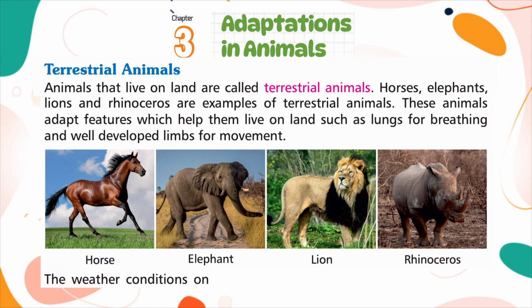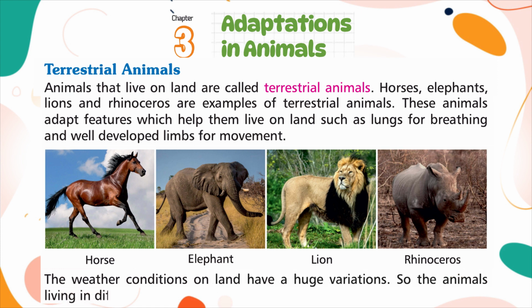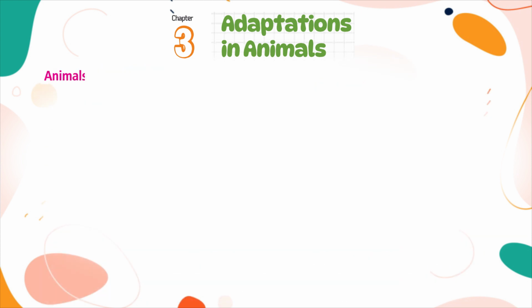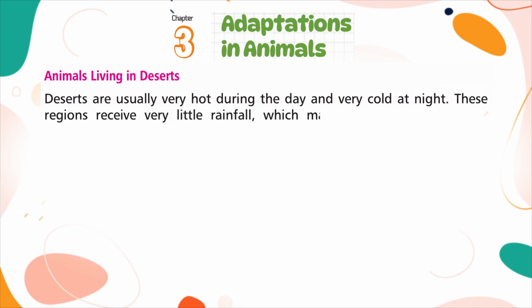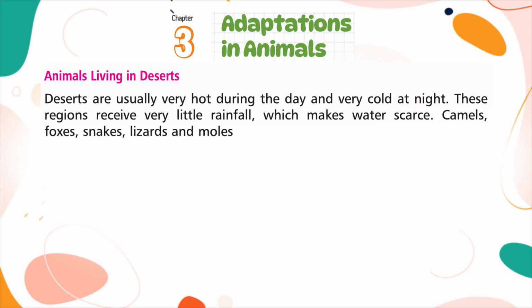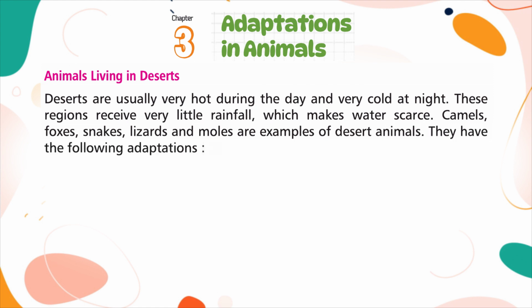The weather conditions on land have huge variations, so the animals living in different landforms adapt some special features. Animals living in deserts. Deserts are usually very hot during the day and very cold at night. These regions receive very little rainfall, which makes water scarce. Camels, foxes, snakes, lizards, and moles are examples of desert animals. They have the following adaptations.